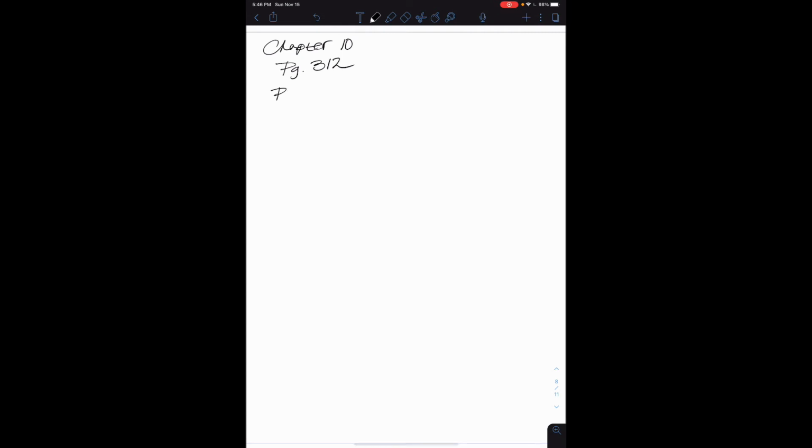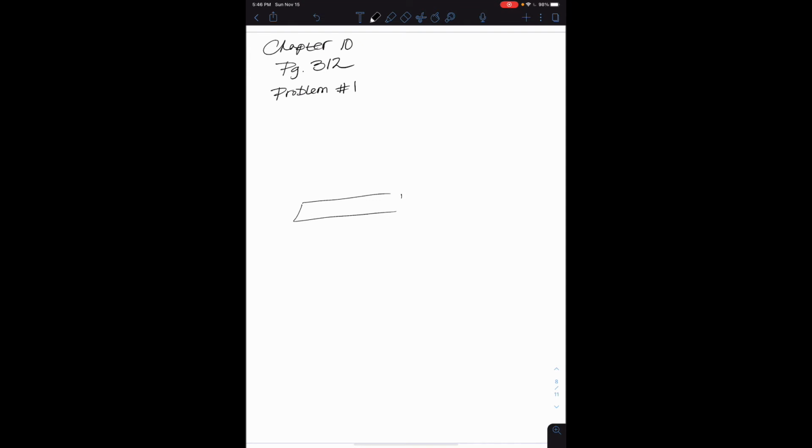I'm going to pause it there for a second. All right, so let's look at the end of the chapter, chapter 10. Let's go ahead and look at page 312, problems 1 and 2. So problem number 1 says there's a 2 kilogram book lying on a 0.75 meter high table.